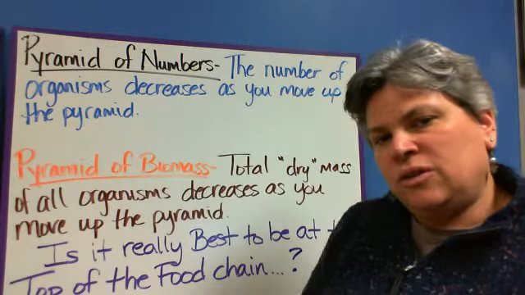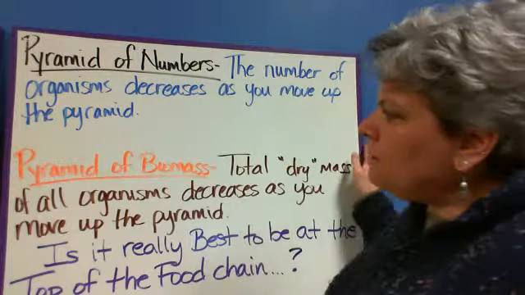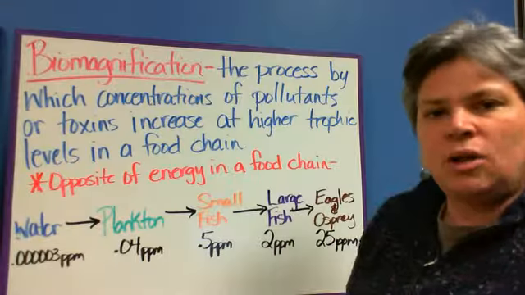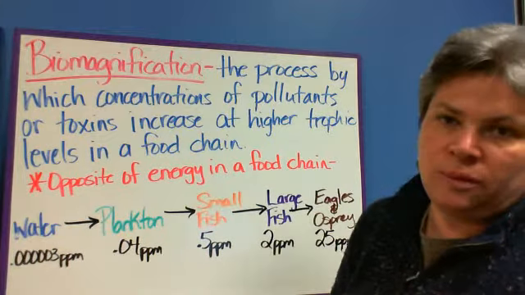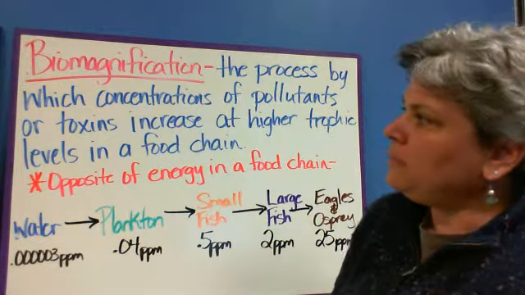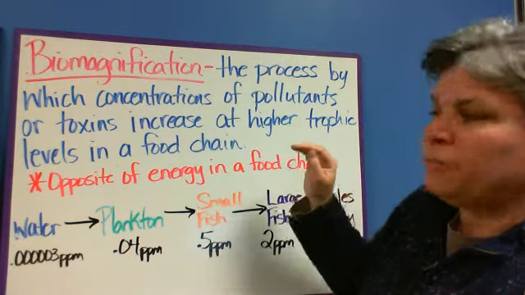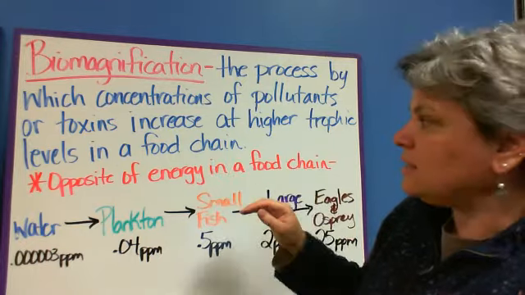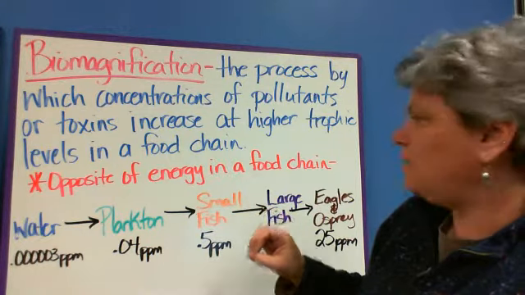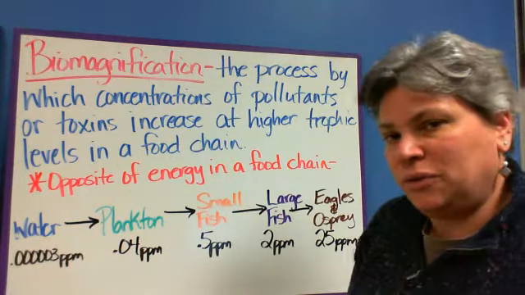Now we need to switch gears just a little bit. There's another concept that I want to look at. That concept is called biomagnification or bioaccumulation. Biomagnification is the process where the concentrations of pollutants or toxins increase at higher trophic levels in a food chain.